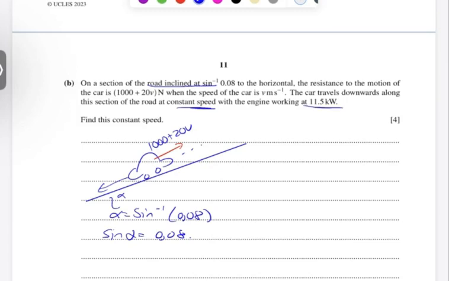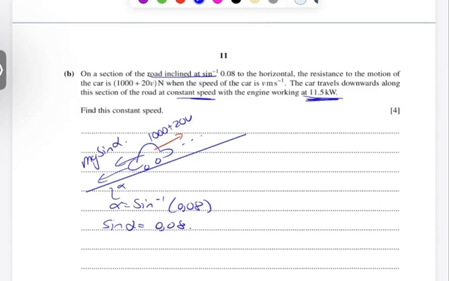Find the constant speed. Constant speed means the forces going forwards are equal to the forces going backwards. Because it's going down, our weight is helping the car go down, so we need an mg sine theta, or in this case alpha. It's going down. The driving force is also going down. There is a driving force because there's power in the engine.